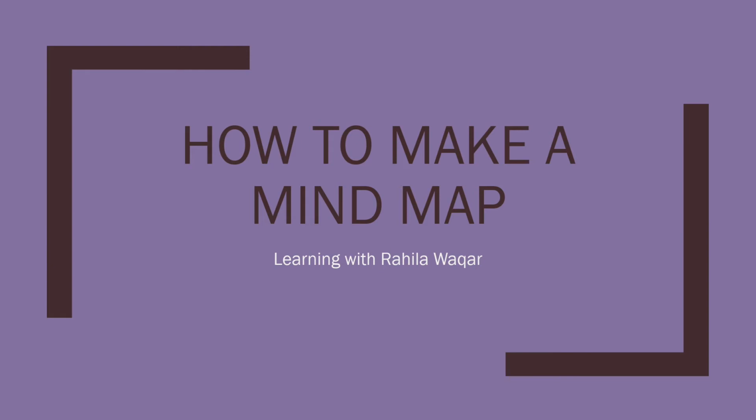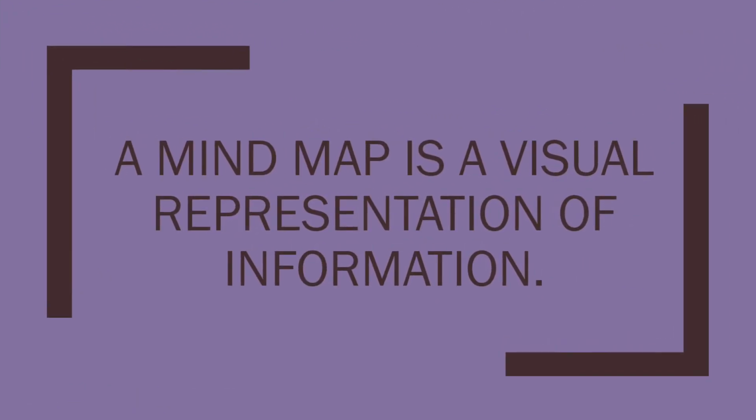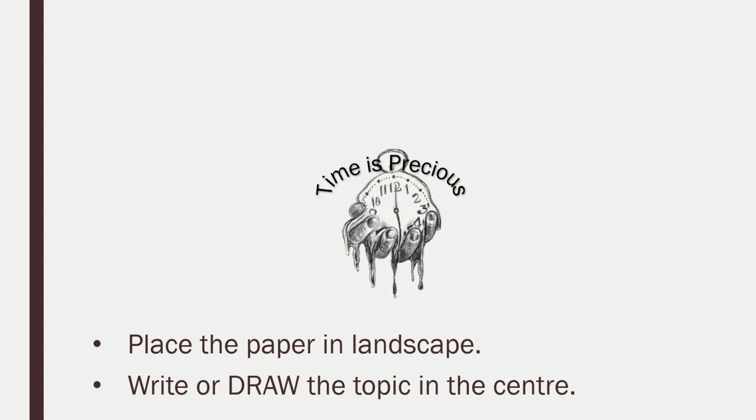Today we will learn how to make a mind map. A mind map is a visual representation of information. The information that is given in words and sentences, paragraphs, covering several pages, can be simplified with the help of a mind map, and it becomes more attractive to look at. Let's see how to make a mind map.